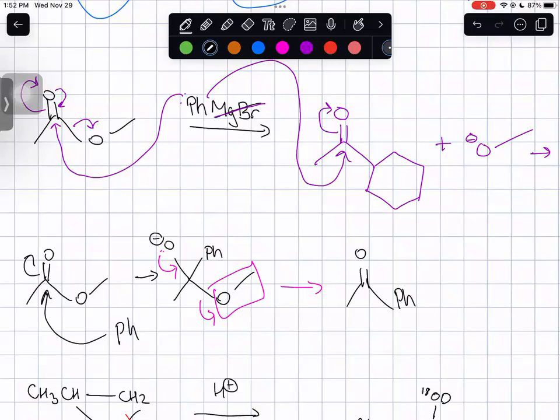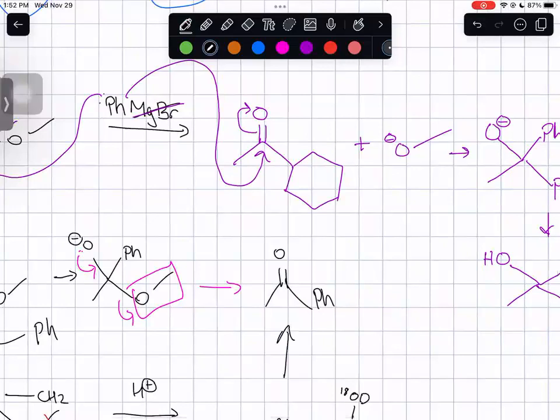If you have a leaving group, kick it out. Because we still have a carbonyl. Remember, in reductions, we have to get rid of as many pi bonds as we can.